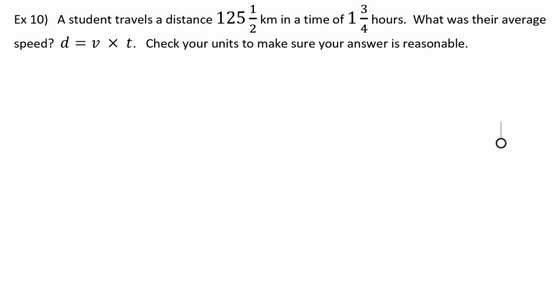The last question of the day. I would like you to pause your video and try this one on your own. A student travels a distance of 125.5 kilometers in a time of 1 3/4 hours. What was their average speed? So the formula has been given to you right here. Distance equals velocity times time. Velocity is their speed. So here I have distance, here I have time, and here I have the velocity. This would be the average velocity.